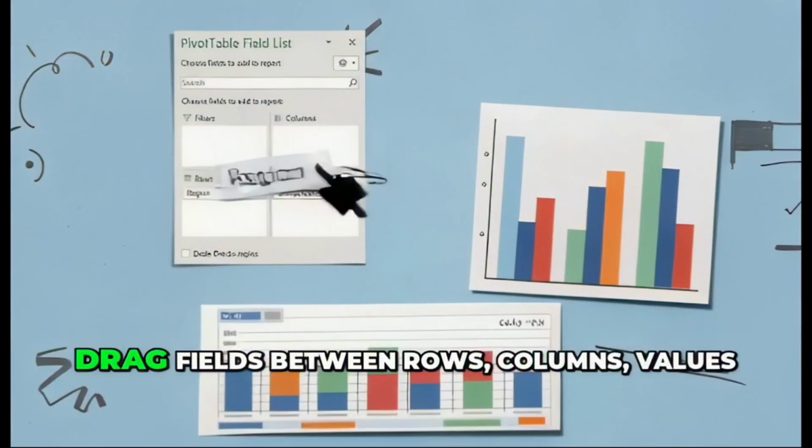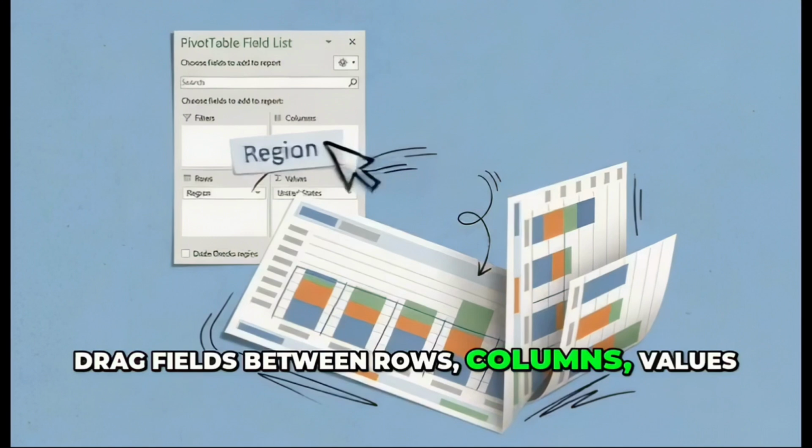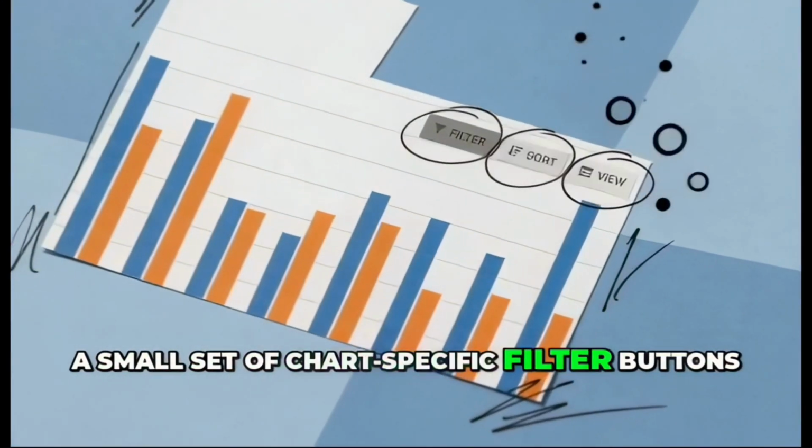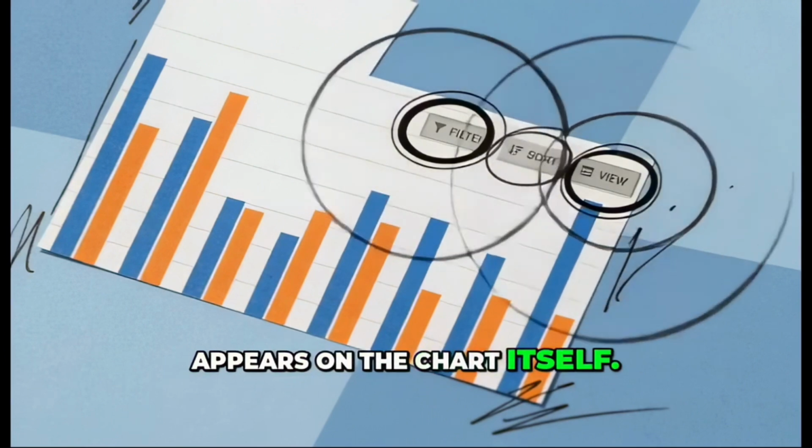Changing the layout. Drag fields between rows, columns, and values to reshape the chart. A small set of chart-specific filter buttons appears on the chart itself.